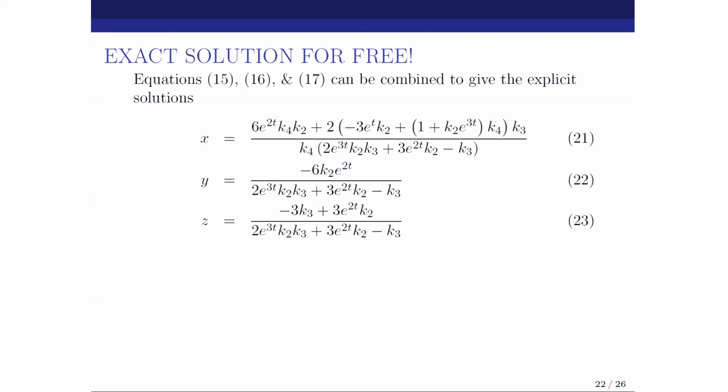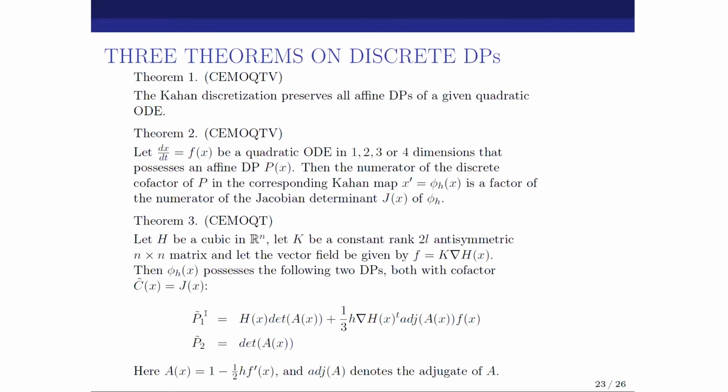I've mainly talked about two main examples, but some people prefer theorems to examples. So here are some theorems. The first one basically says that if the differential equation has an affine polynomial, then the Kahan equation has the same. So it's not so strange that we got that example.